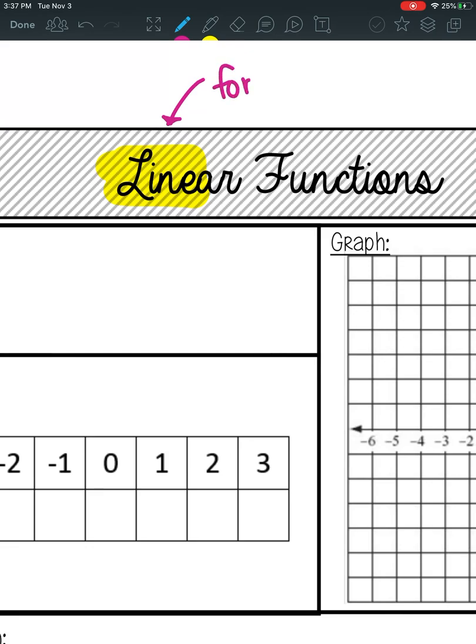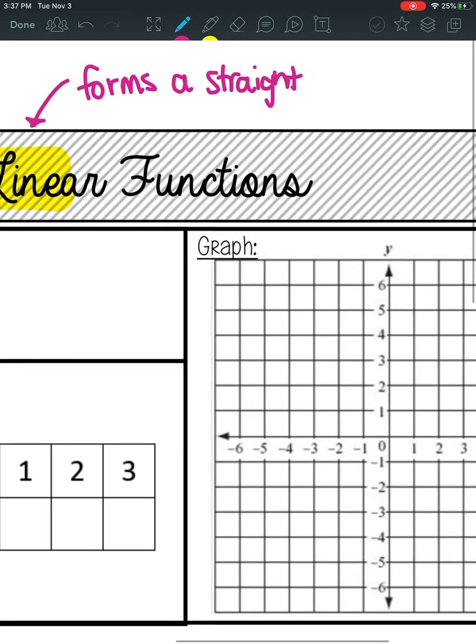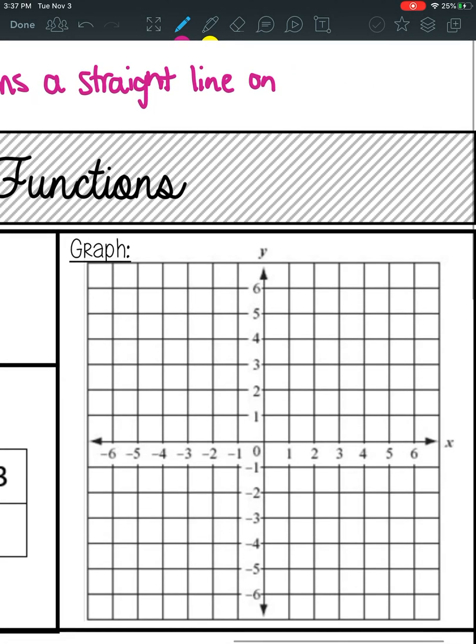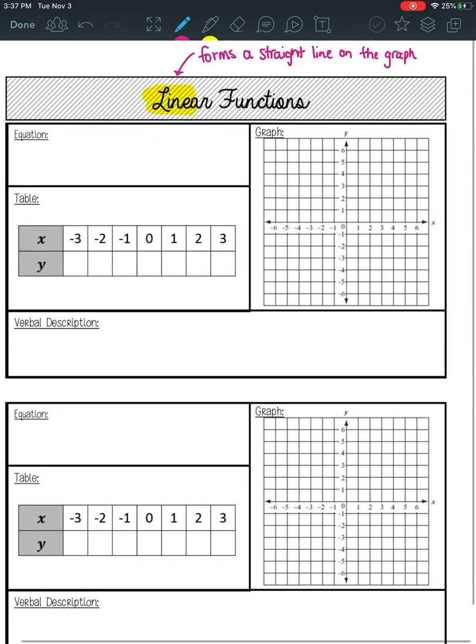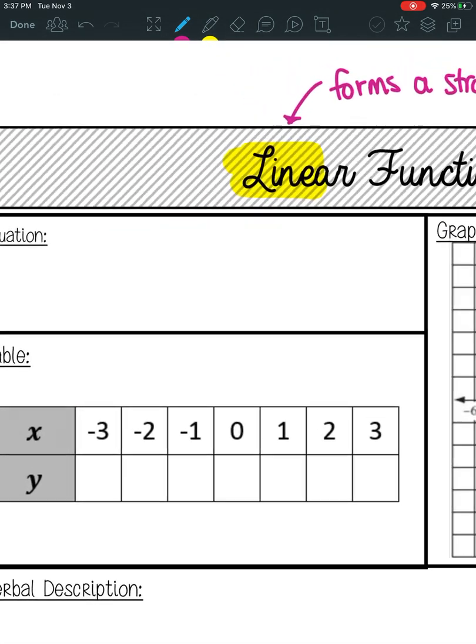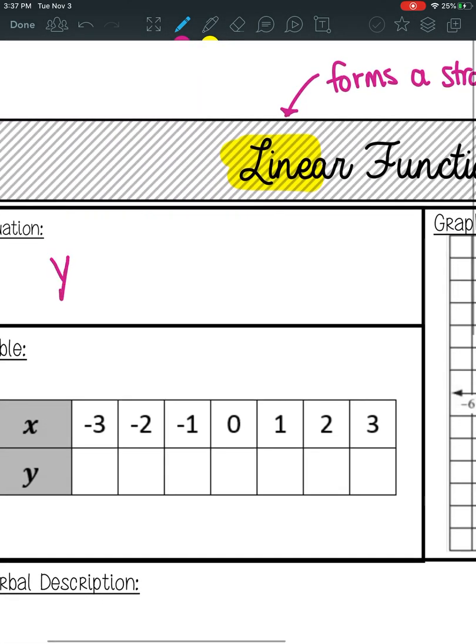We want to see, does it form a straight line? Linear forms a straight line on the graph. We've been talking about slope-intercept form for a while. Anything in the form y equals mx plus b, we've put on the graph and seen that it forms a straight line. So anything in that form is going to be a linear function.